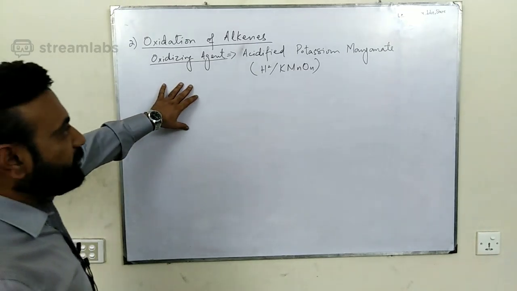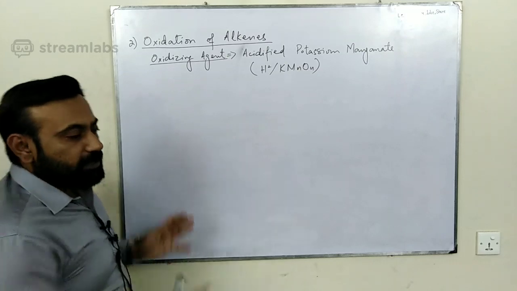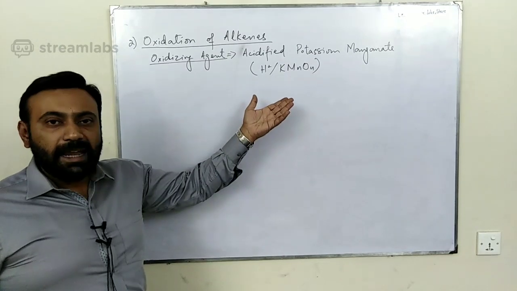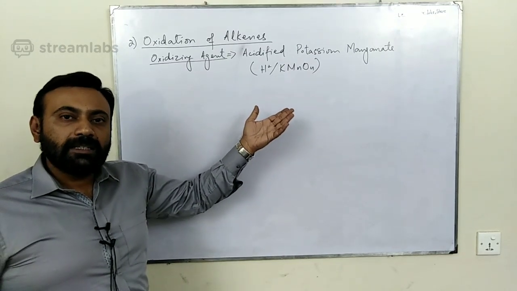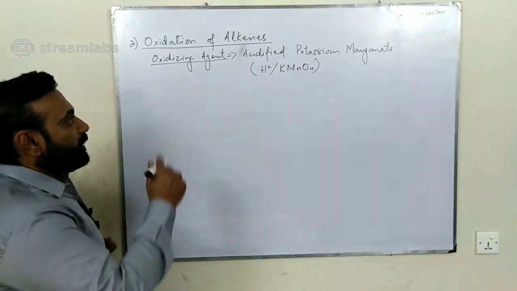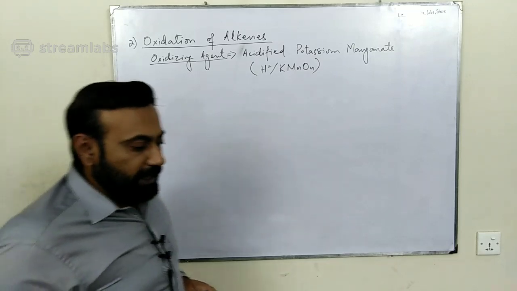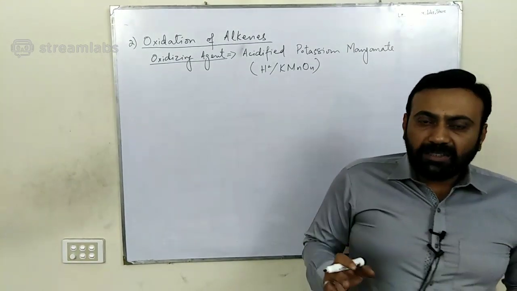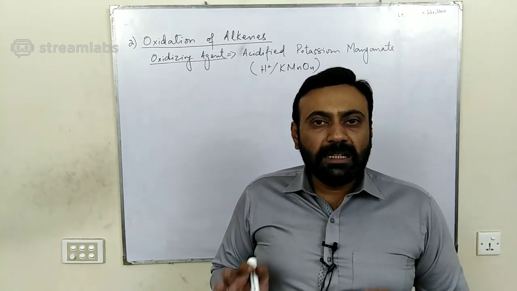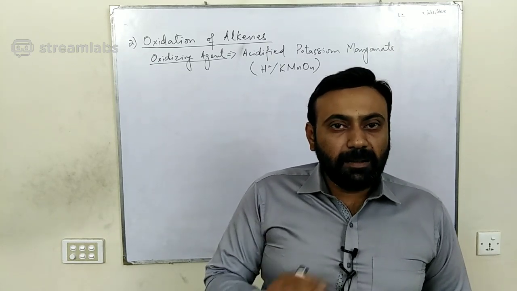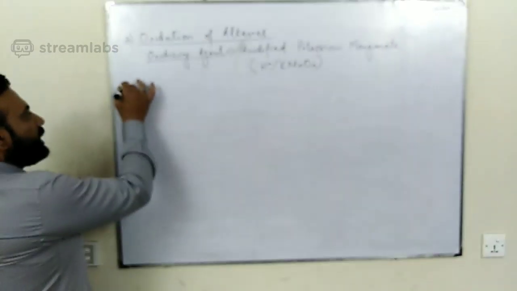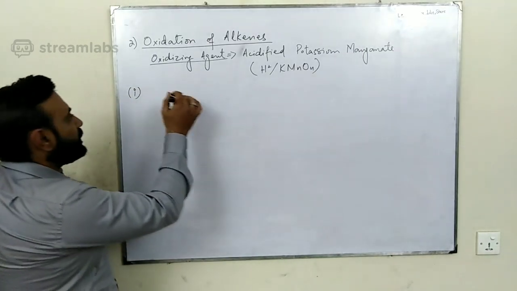Okay, now acidified potassium manganate is the oxidizing agent that is used to oxidize alkenes, and it can be used in two different ways. One is its cold and dilute form, and the other is its warm and concentrated form. If we use cold and dilute potassium manganate, that oxidation is called partial oxidation. And if we use hot and concentrated acidified potassium manganate, that is complete oxidation of alkenes. Let us take a look at both of these oxidations one by one.